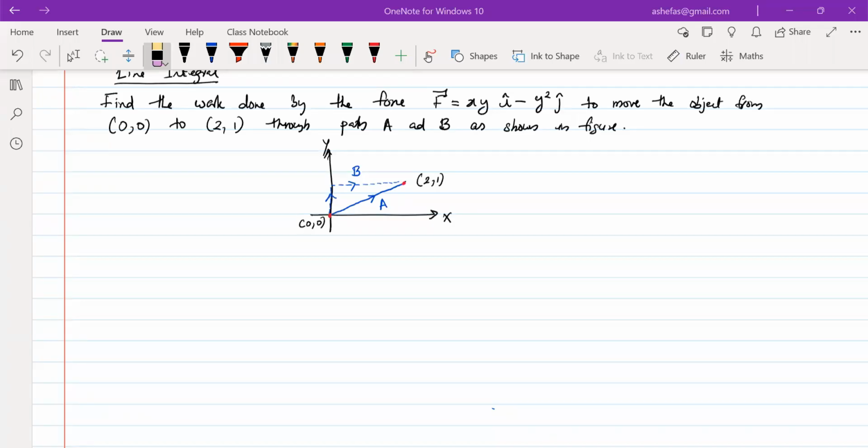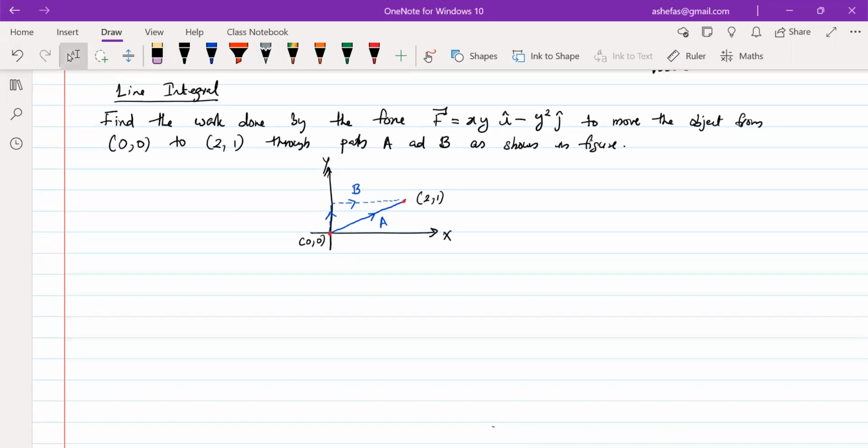Hello, all. In the last class, we have discussed different types of integration, namely line integration, surface integration, as well as volume integration. So, today, we are going to illustrate the line integration with an example.